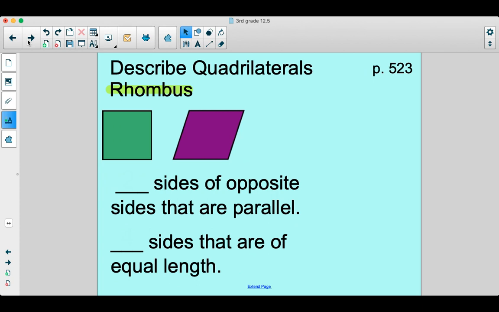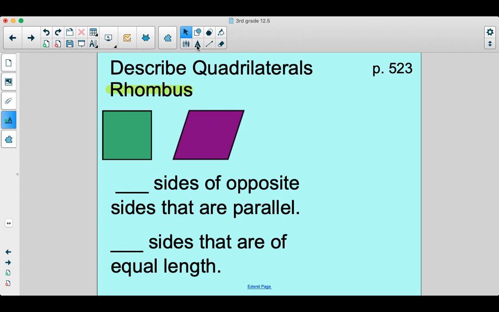Okay, we've got a rhombus. Oh my gosh, we have a square again. A square is a lot of things, you guys. So here we are. We have a rhombus, and it says blank sides of opposite sides that are parallel. All right, so let's see. Check it out. Look for those parallel sides.